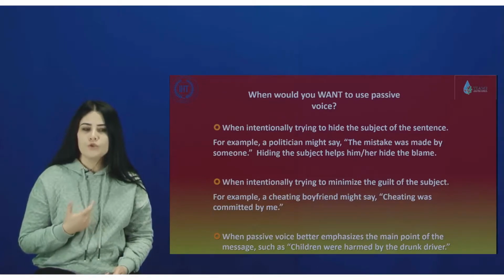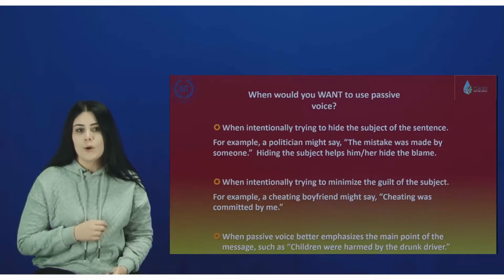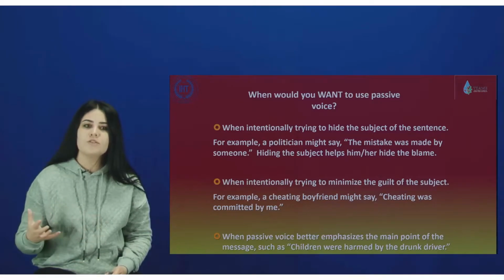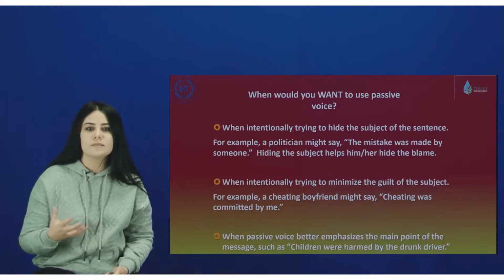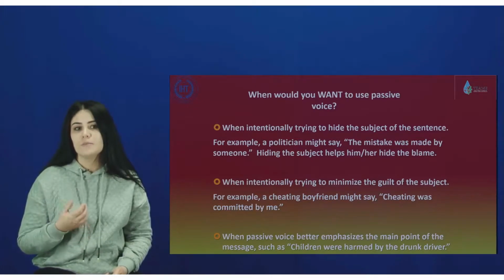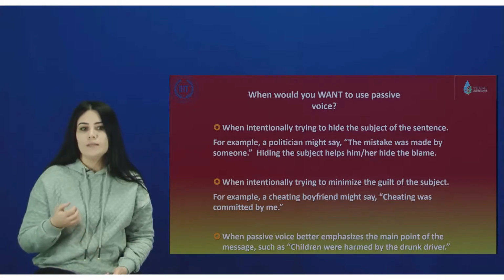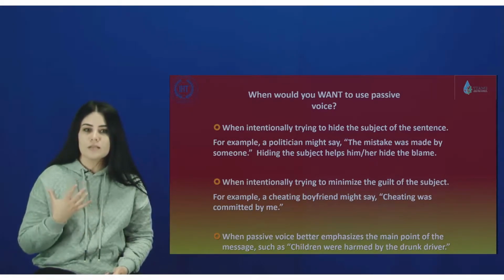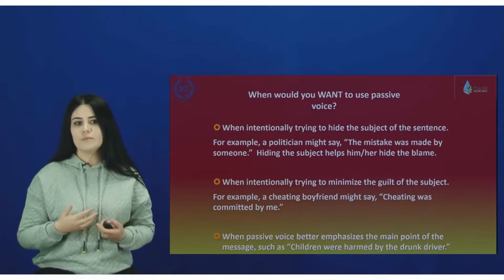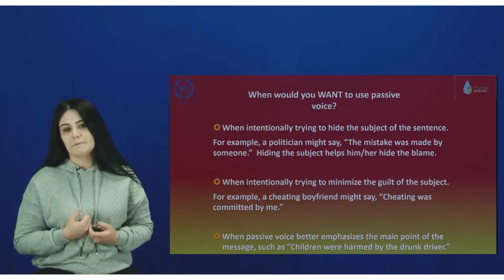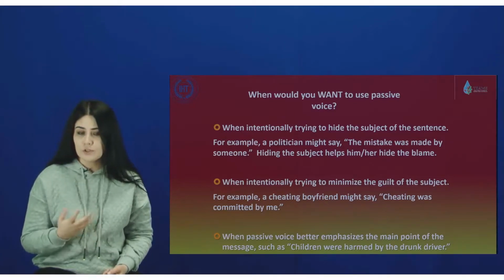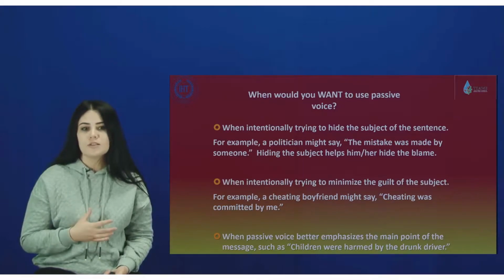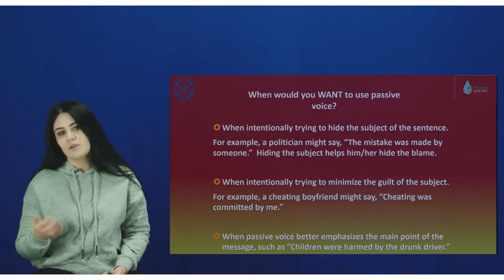When would you want to use passive voice? First, when intentionally trying to hide the subject of the sentence. For example, a politician may say, the mistake was made by someone. Hiding the subject helps him hide the blame. Second, when intentionally trying to minimize the guilt of the subject. For example, a cheating boyfriend may say, cheating was committed by me. Third, when passive voice better emphasizes the main point of the message, such as children were harmed by the drunk driver.